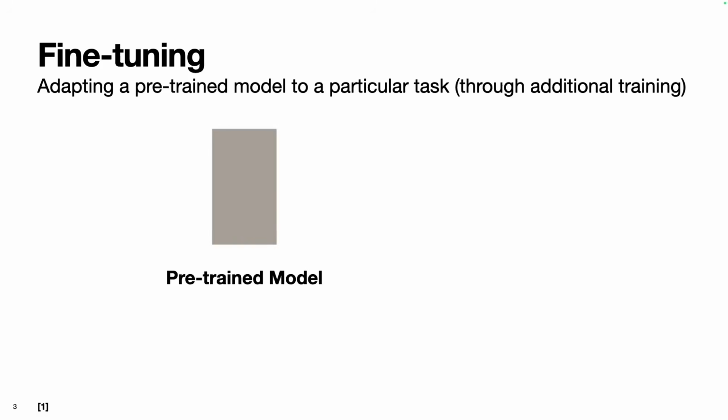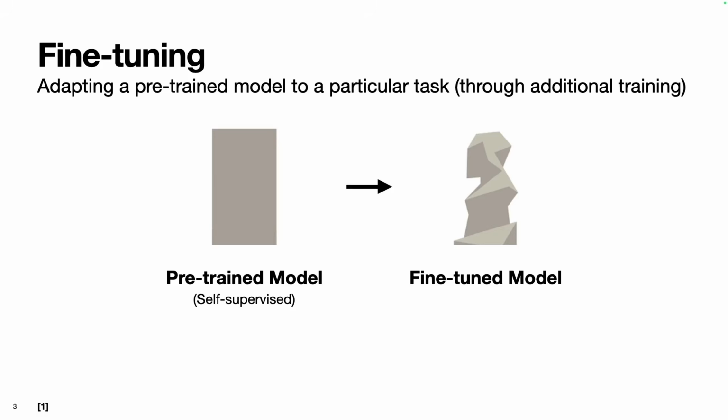Using an analogy, we can think of the pre-trained model like a slab of marble that we can refine and chisel into a statue, which in this analogy would be our fine-tuned model. And typically, the pre-trained model in this approach to machine learning is a self-supervised model, meaning that the labels used to train the pre-trained model aren't manually defined, but rather are derived from the structure of the data itself.